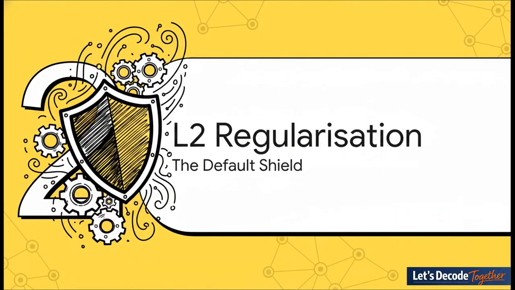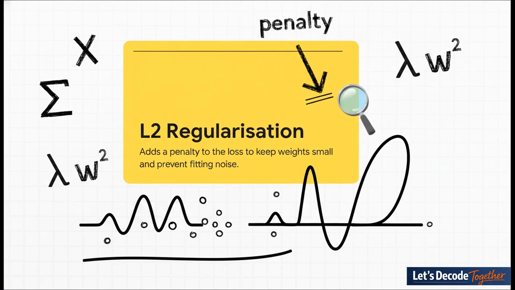Moving on to tool number 1, Section 2, L2 Regularization, your default shield. Let's start with your baseline defense, L2 regularization, which you might also know as weight decay. This is your default shield, and quite frankly, it's something you should almost always be doing right out of the gate. What's really elegant here is the math. By adding a penalty term to our original loss function, specifically a parameter called lambda multiplied by the sum of the squared weights, we fundamentally change the model's incentives. Simply put, this mathematical penalty physically forces the model to keep its weights small.